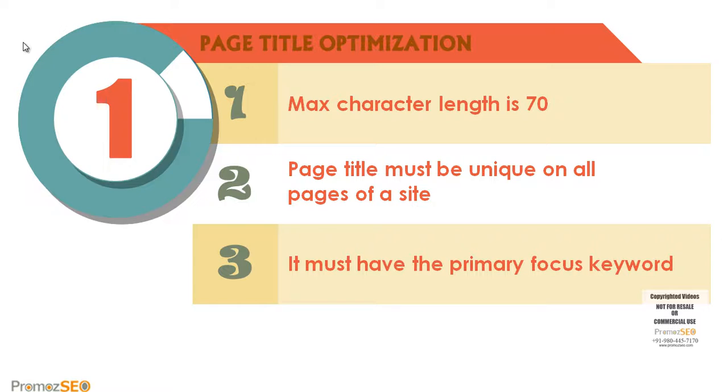And obviously the page title must have the primary keyword, the focus keyword. If you are using WordPress, you already know what a focus keyword is, so you must use the focus keyword in your page title, and that should come as early as possible. If you use the primary keyword at the end of the page title, that will not be good. It should be used at the beginning of the page title. That will be more effective.